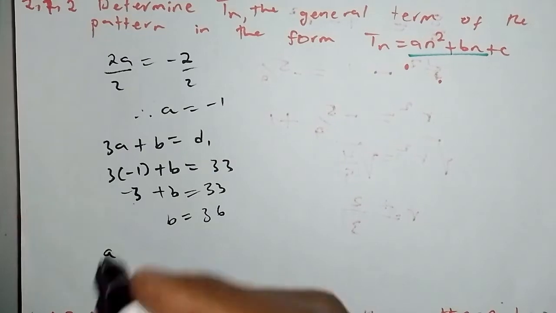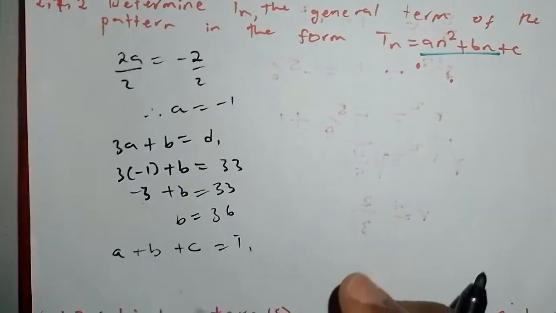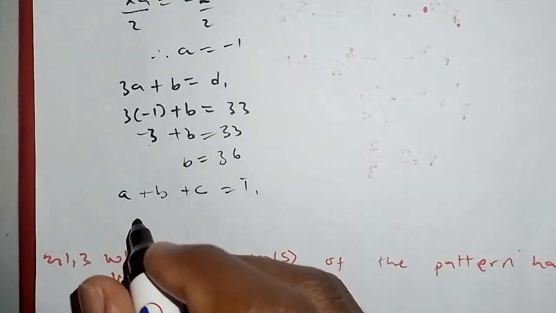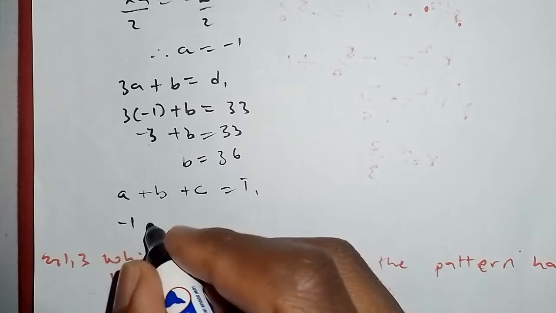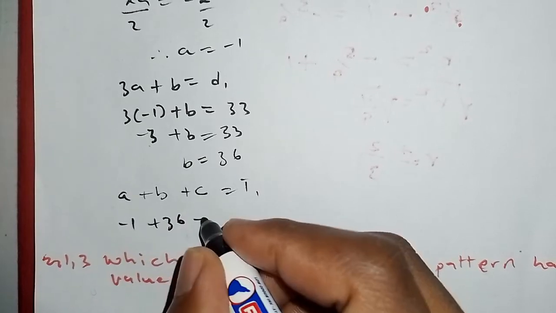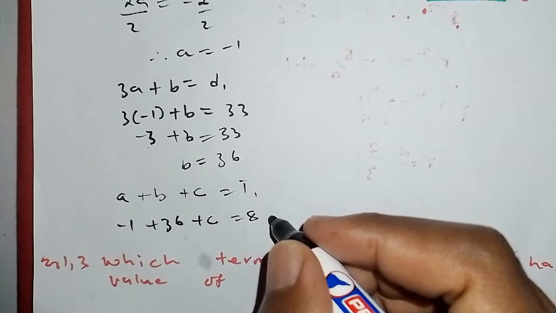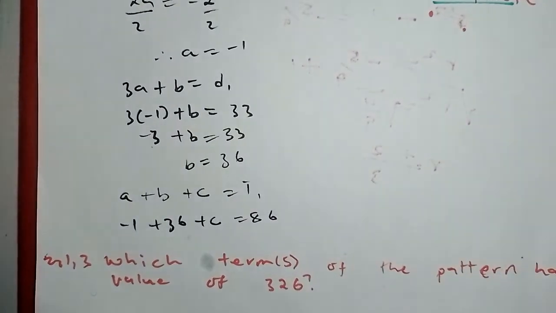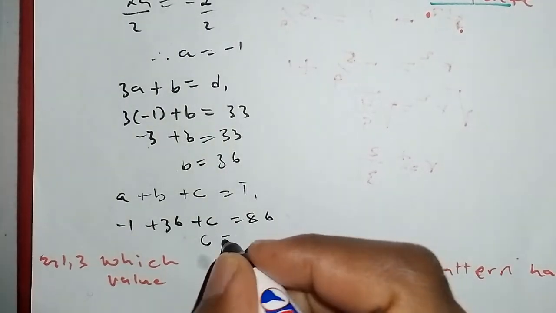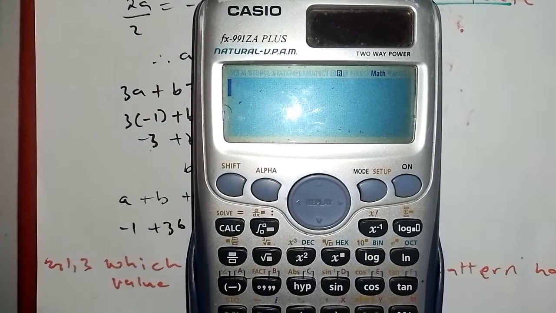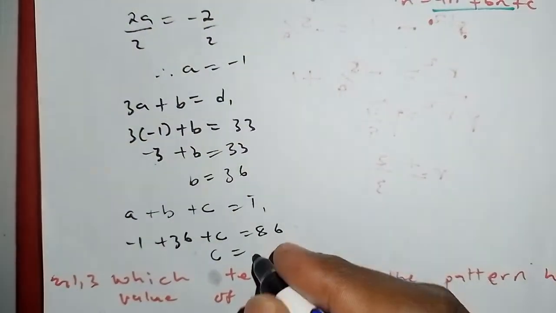And then A plus B plus C equals T1. What is my A? A is negative 1, plus B, which is 36, plus C, which I don't have, equals 86. These ones give me 35 and when I take them to the other side, I'll say 86 minus 35, which gives me 51 for C.